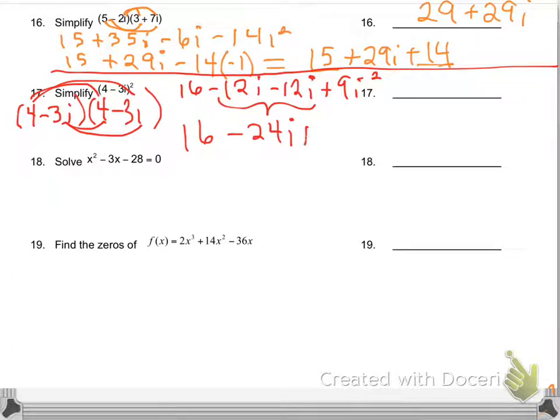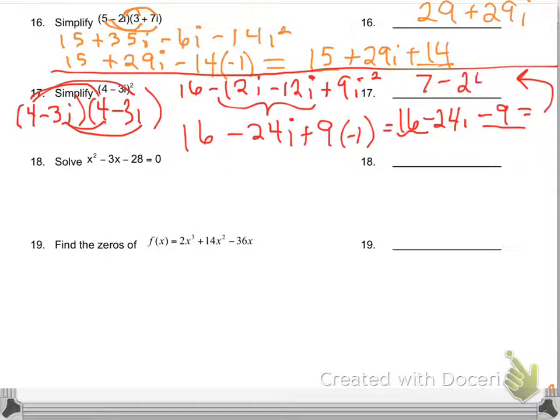The i squared becomes a negative 1. Okay, so let's do some more math here. I end up with 16 minus 24i. A 9 times negative 1 is a negative 9. So when I combine these like terms, if I do the 16 minus 9, I end up with 7 minus 24i.